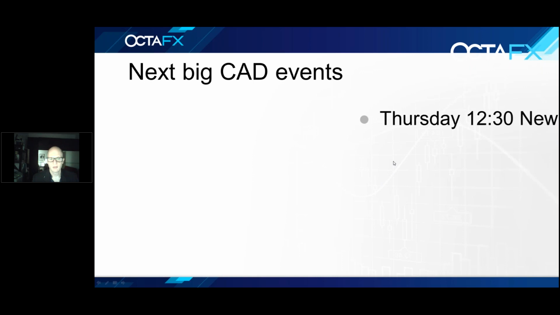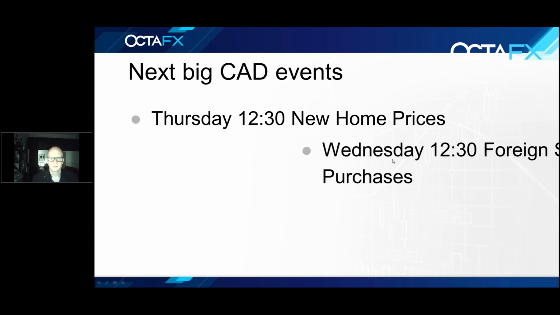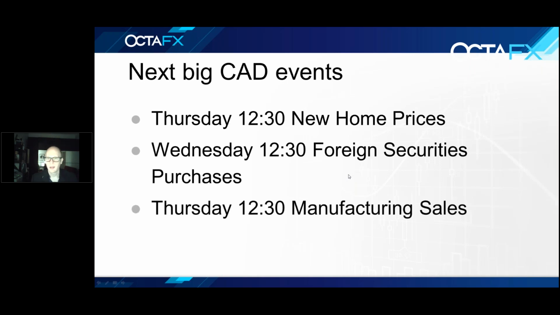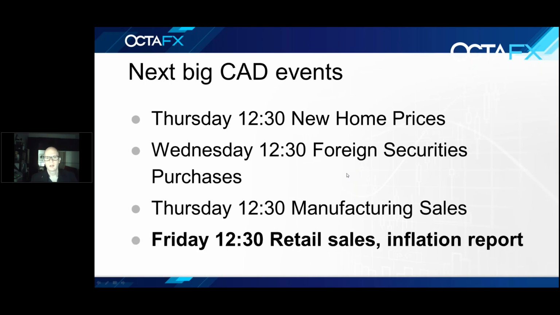Next big Canadian events, we have new home prices today. Next week, foreign securities purchases, the flow of funds into Canada. And Thursday, manufacturing sales. Doesn't sound that important, but in Canada it does move the Canadian dollar. And looking already to next Friday, we have the retail sales report and inflation, both on the same day at the same time, Friday 12:30 GMT, and both are of course top tier. Inflation is more important because it determines the next decision of the Bank of Canada.